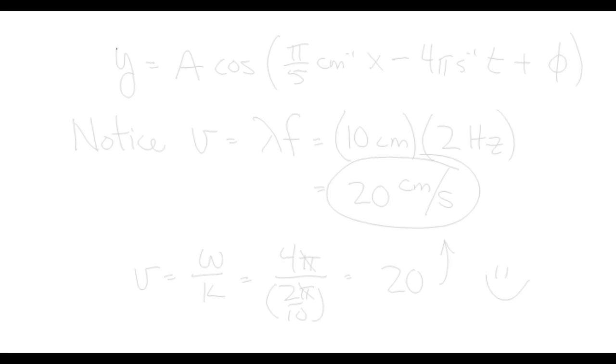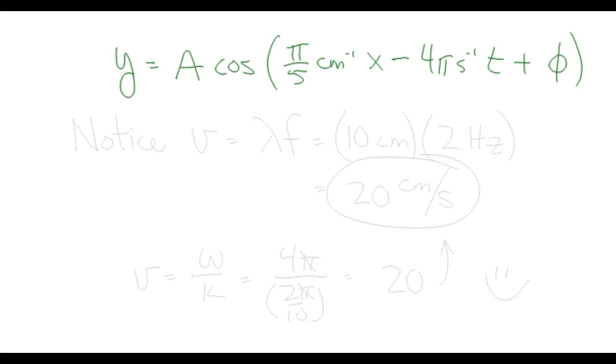Okay, so that means that we can just write that into the equation here, and we can write that y is A, which is whatever the amplitude is. We weren't actually given the amplitude. Cosine of, let's see, 2 pi over 10 is pi over 5 inverse centimeters times x minus 4 pi inverse seconds times t plus phi. We also weren't given the starting conditions. And that's it. That's the equation of the wave.